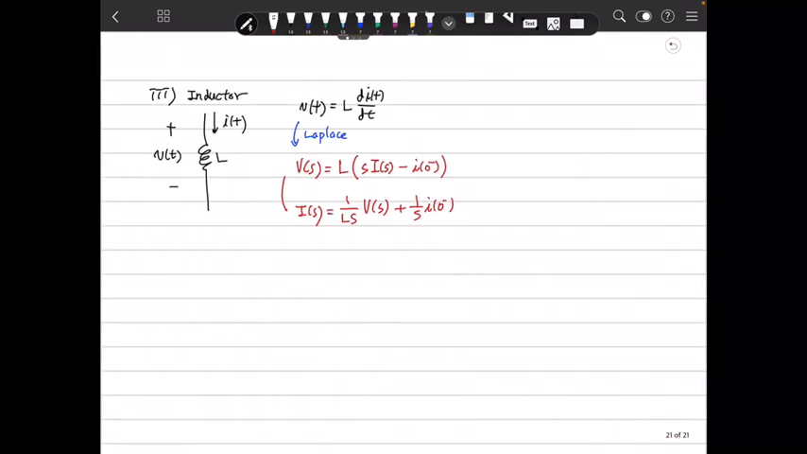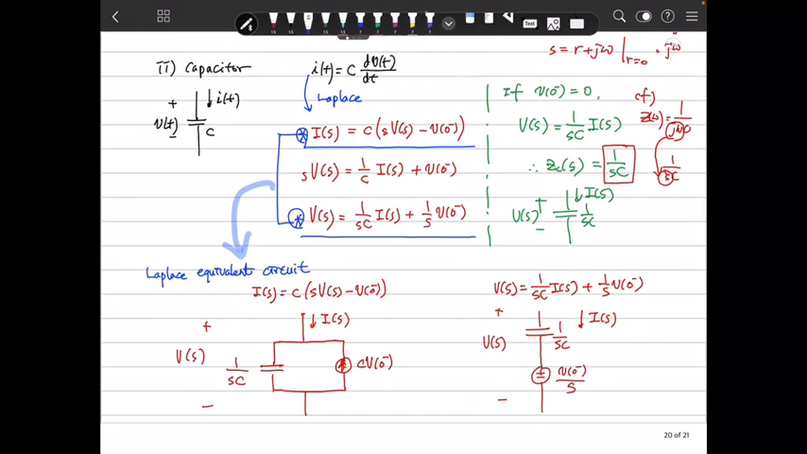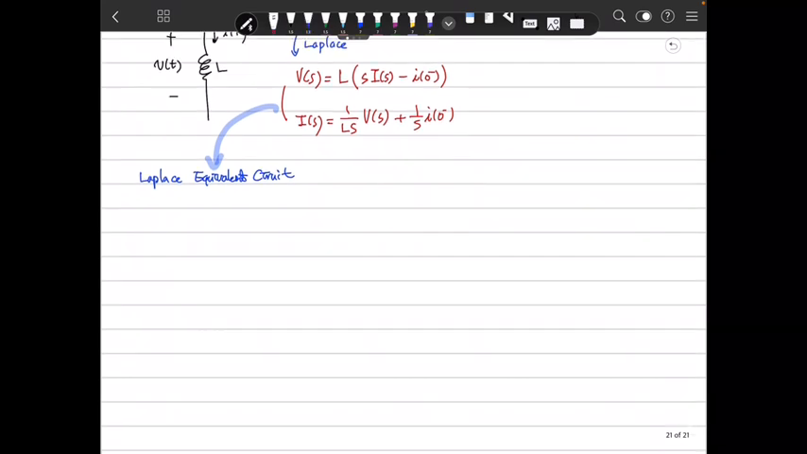So we can make the same Laplace equivalent circuit as in the capacitor case. We can do this in the same manner, as a Laplace equivalent circuit, based on the equation model. So to do that, we draw the picture of the circuit based on the equation here. We'll do this the same way.